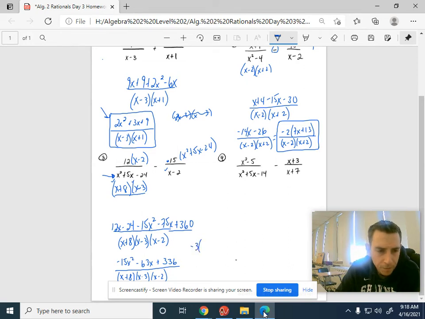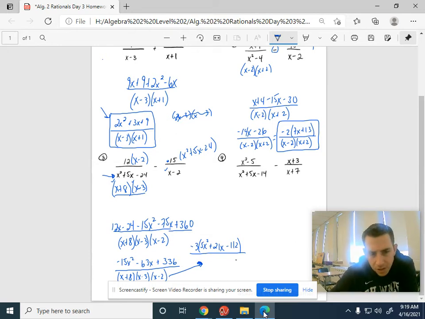And I'm going to have 5x squared minus 21x. Nope, plus 21x. All right. And then a minus 112. Same denominator. I'm just going to try to save ourselves a little time, but that would be right there.